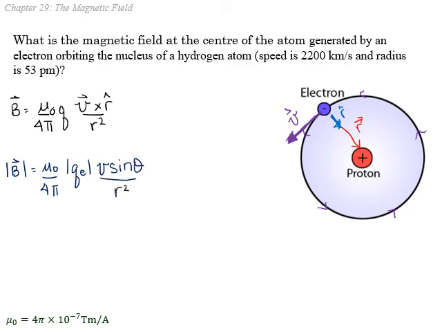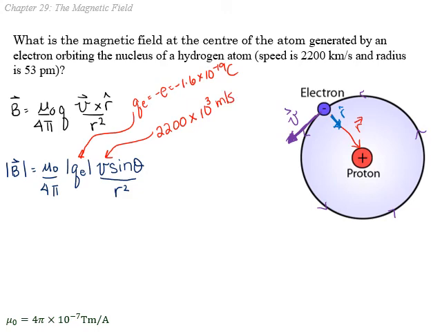So let's see what numbers we're going to plug in. The charge on an electron, Q_e, is equal to minus the fundamental charge, minus 1.6 times 10 to the minus 19 coulombs. And of course, we're putting in the magnitude of the charge because we're finding the magnitude of the field. v is the speed, so that's 2200. It's kilometers per second, so we multiply by 1000 to get to meters per second.